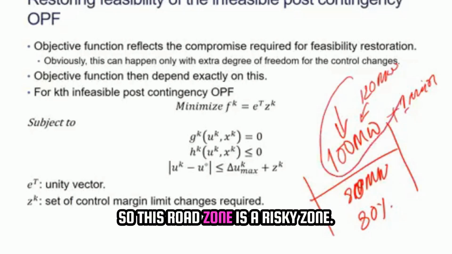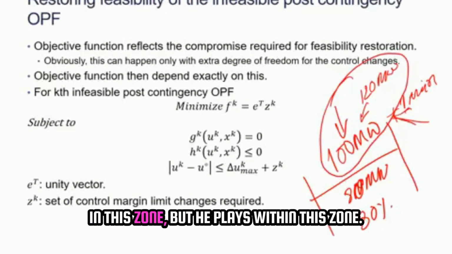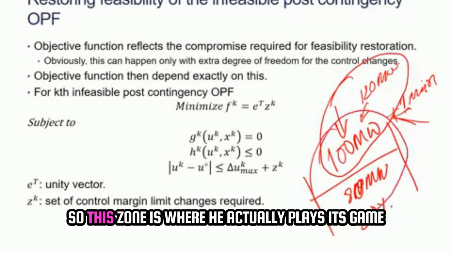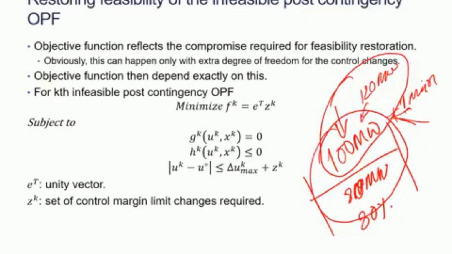So this zone is a risky zone. System operator generally does not go in this zone, but he plays within this zone. So this zone is where he actually plays his game, and tries to ensure the security of the power system. Right? Any queries on this?